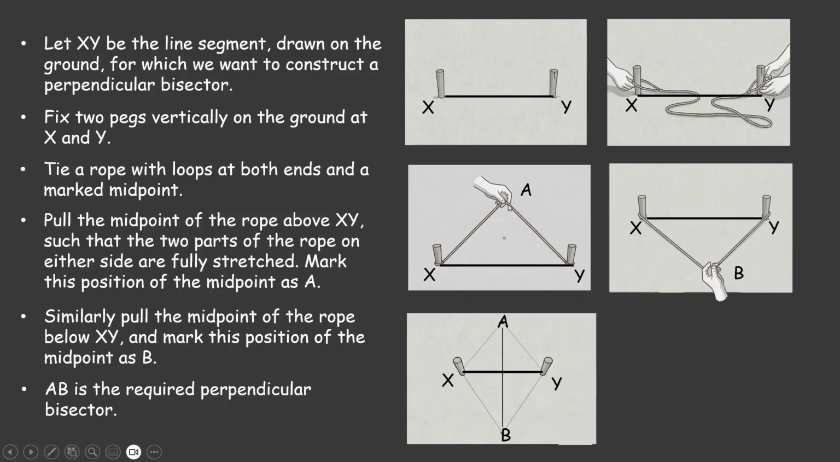Because once again, if you see the logic behind this, AX is equal to AY. That means A is the point which is at equal distance from X and Y. Similarly, B is the point which is at equal distance from X and Y. And we can just join them and thus we'll have this perpendicular bisector because it is a set of points that are at equal distance from X and Y.